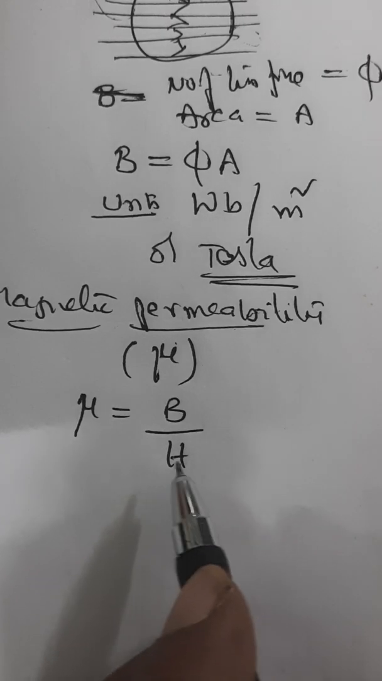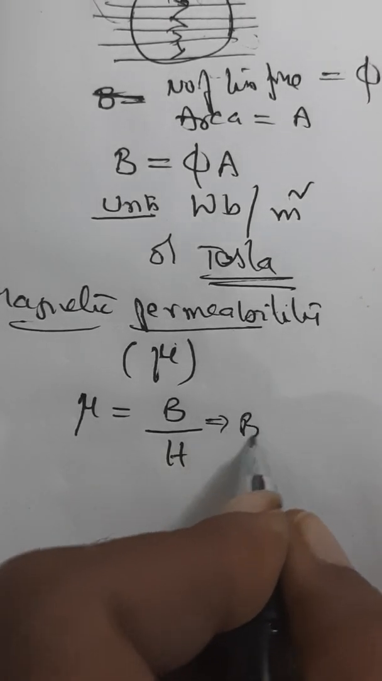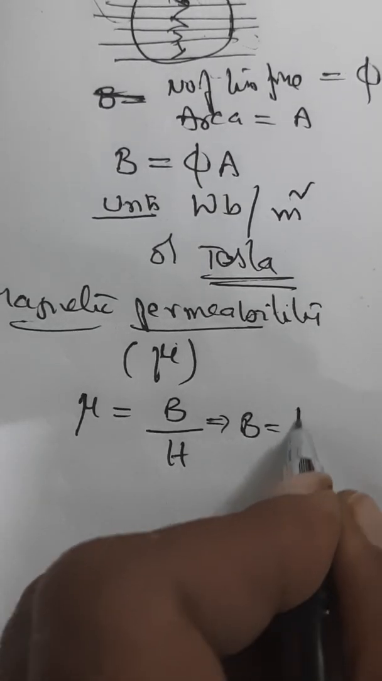Being a ratio, it doesn't have any units. From this, of course, you can calculate by cross multiplying, B is equal to mu H.